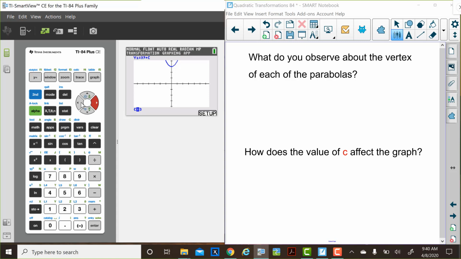And this also gives a hint to the answer to the second question. The value of c seems to move the graph. It translates it upward if c is increasing, and there's a translation downward if c is decreased.